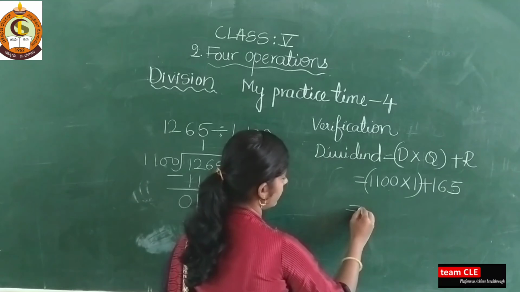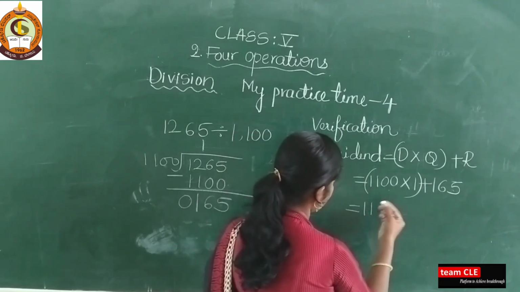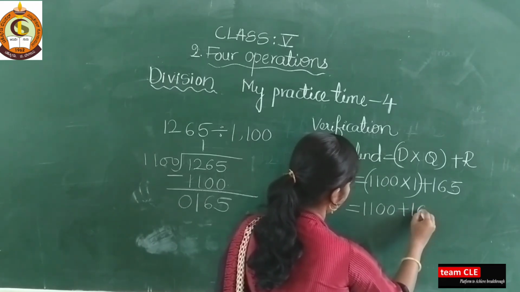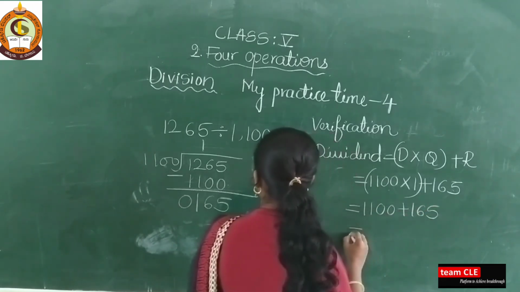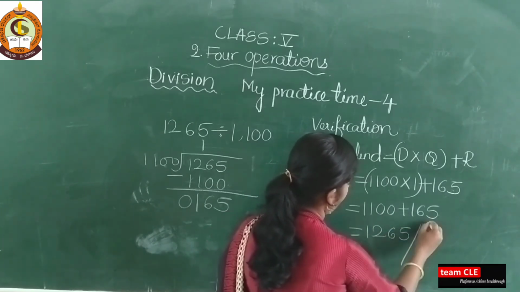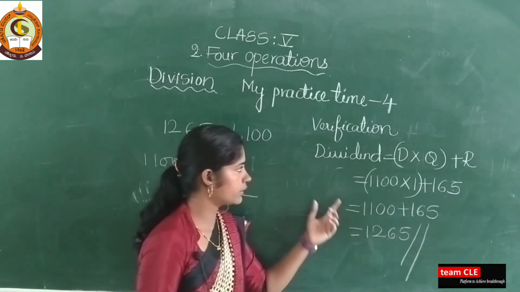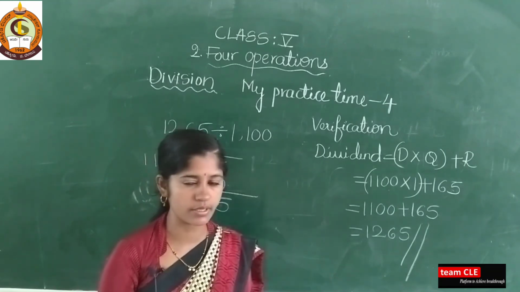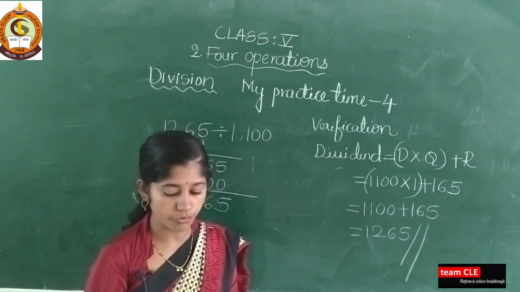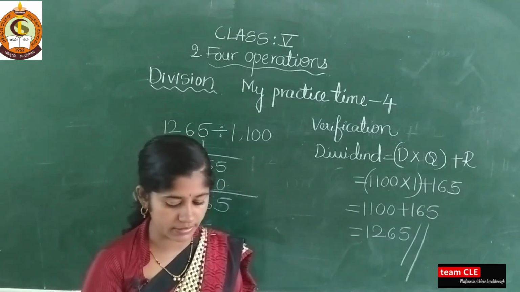So directly you take 1100 ones are 1100 plus 165. After adding I will get 1265 as an answer. Here I got the same answer as the dividend, hence my division is correct. Okay. So for this you need more and more practice.